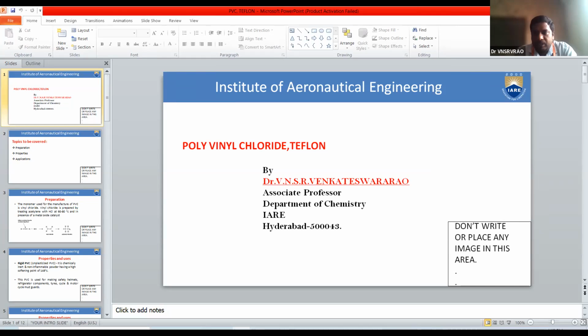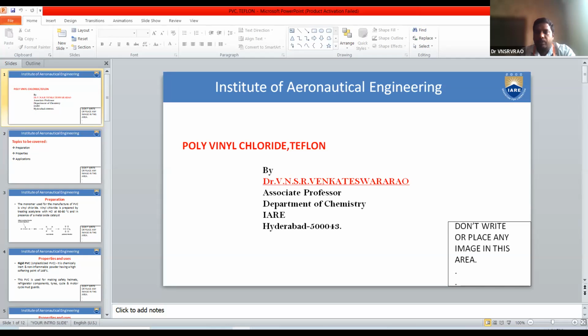The main topics covered in today's session: we see the preparation of individual polymers like PVC, polyvinyl chloride, and also Teflon. Teflon is also called polytetrafluoroethylene. Every polymer has its own monomer, and that monomer undergoes a particular polymerization. Depending upon the conditions, they give the polymerization products.